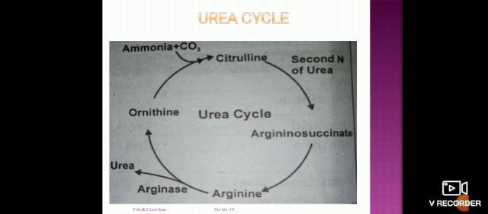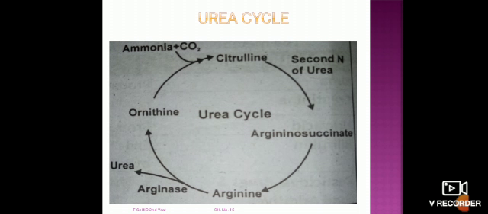Urea cycle. The ammonia combined with carbon dioxide enters the urea cycle and combines with ornithine, and it forms citrulline. Here another molecule of nitrogen is attached and it is converted into arginosuccinate.